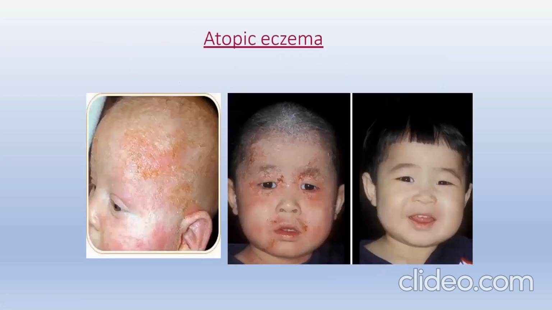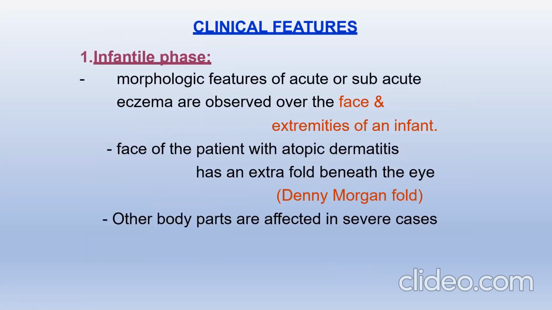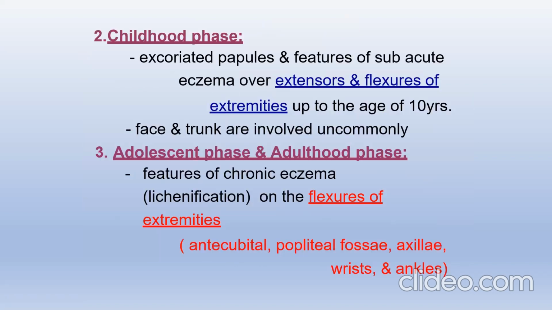So we have seen three phases. First is infantile phase. In infantile phase, the morphological features are mainly observed over face and extremities of infant. On face, they have some extra fold beneath the eye, which is called Denny-Morgan fold. Then in childhood phase, these excoriated papules are mainly seen over the extensor and flexures of extremities. And this stage is up to the age of 10 years.